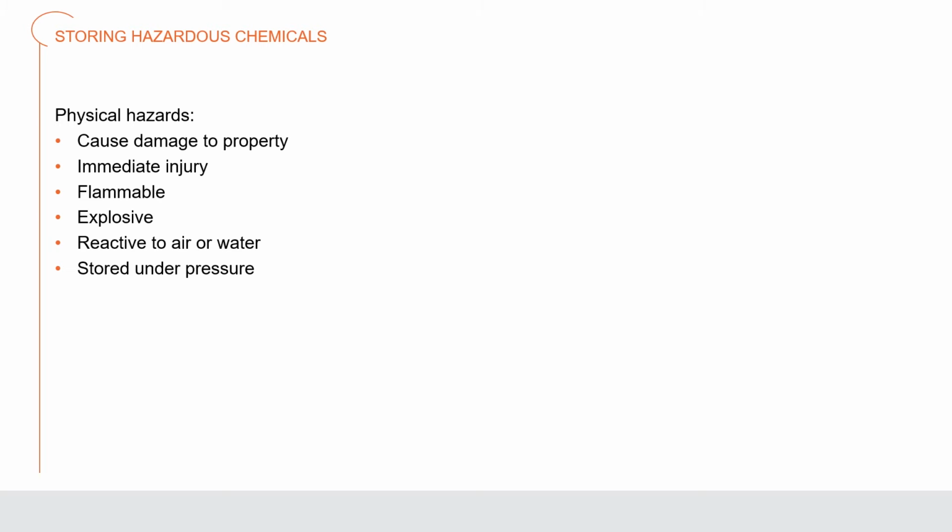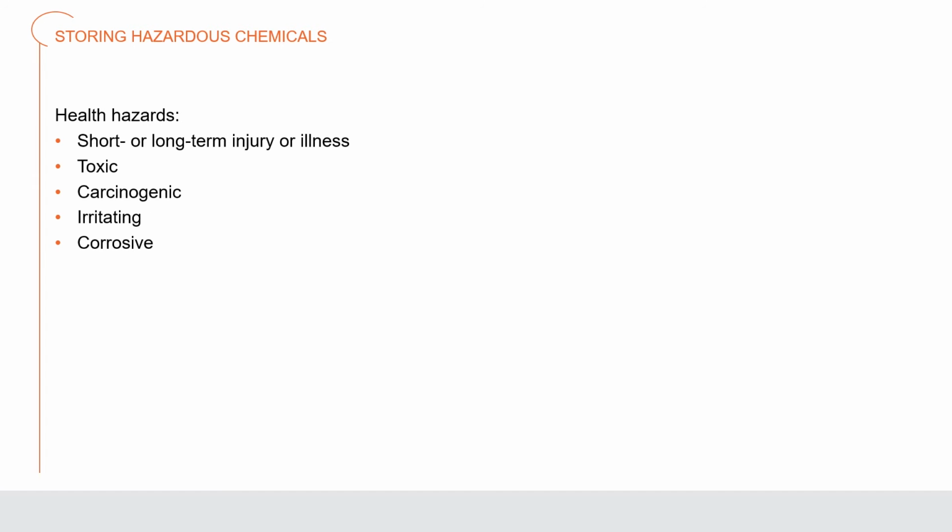Chemicals can be considered physical hazards, health hazards, or both. Physical hazards are chemicals that can cause damage to property and immediate injury, most commonly burns. These chemicals can be flammable, explosive, highly reactive to air or water, or stored under pressure. Health hazards are chemicals that cause short or long-term injuries or illnesses. They include chemicals that are toxic or poisonous, carcinogenic or cause cancer, irritating or corrosive, or cause material to be eaten away or dissolve.